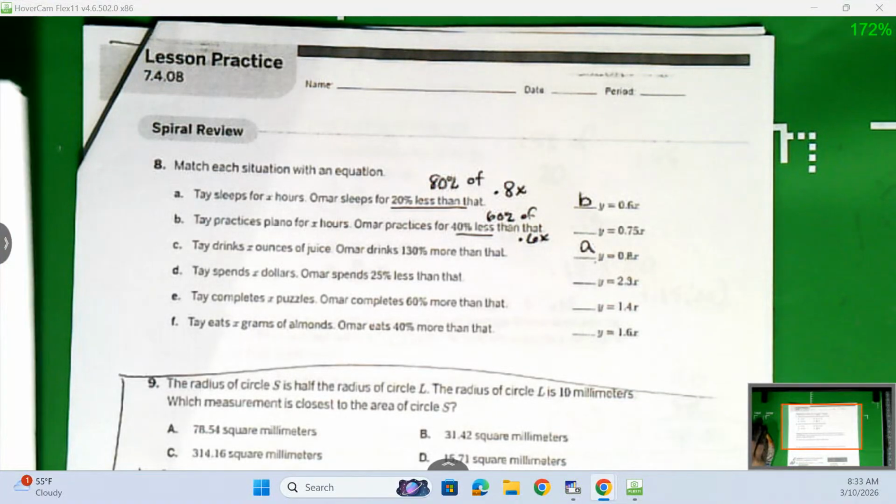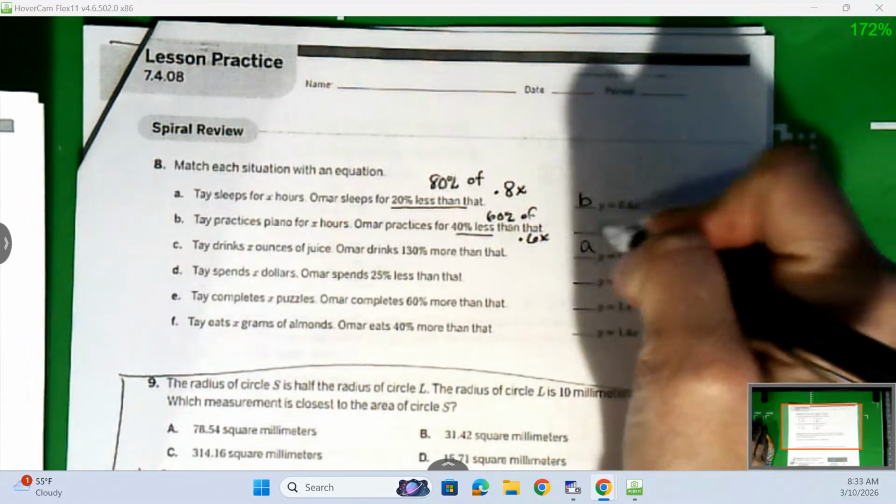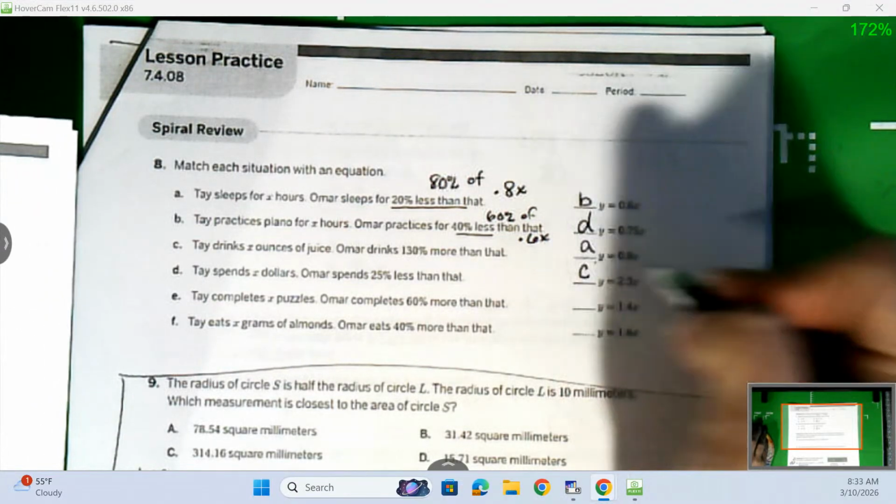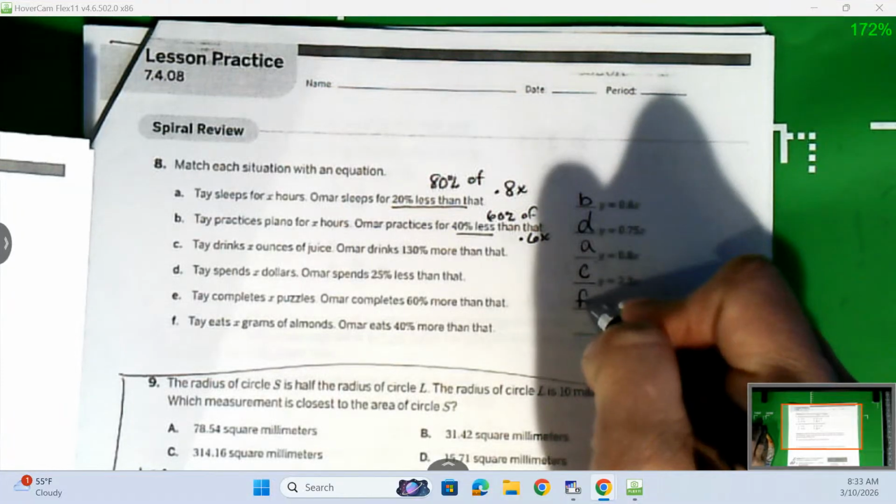Okay, if you completed this, we have D, we have C, we have F, and we have E.